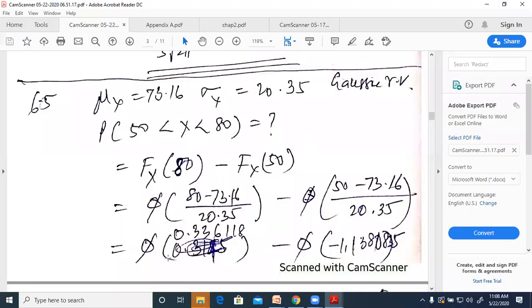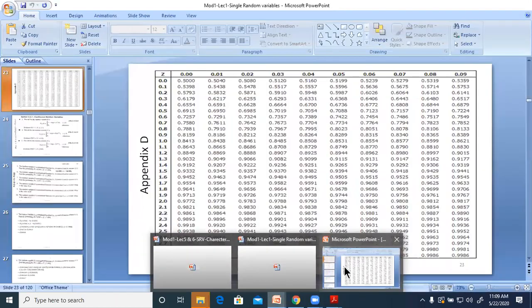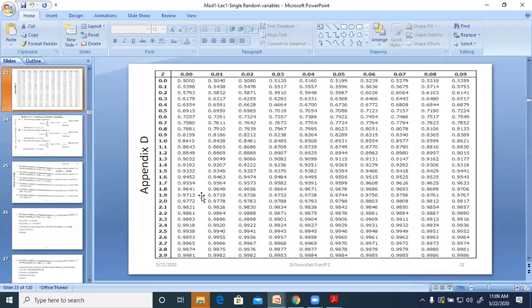So we need to find phi of 0.336118. To find this value, you can go to the table and see what it is. 0.33. So this is 0.3.